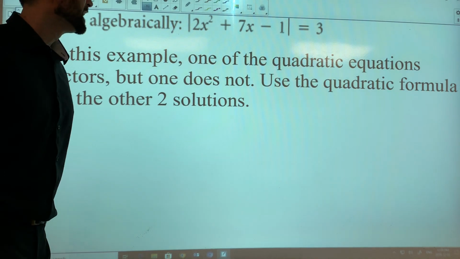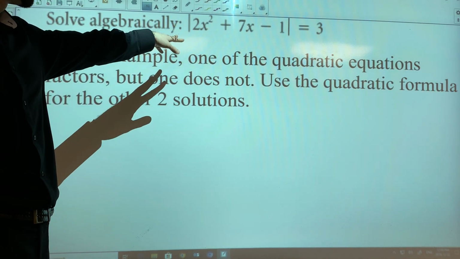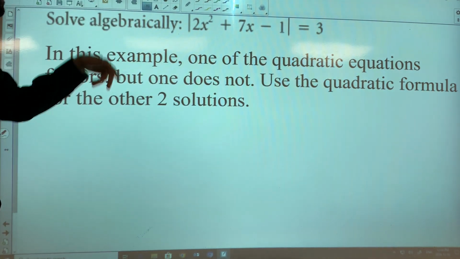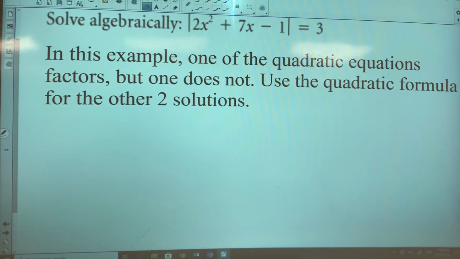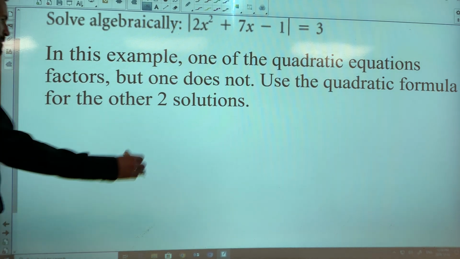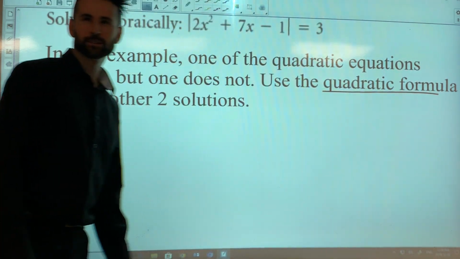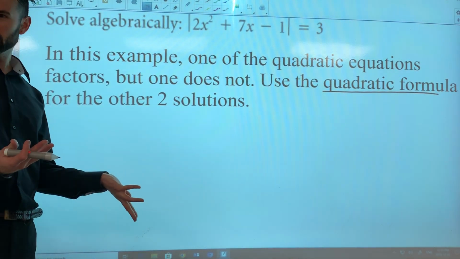Okay. Our strategy is going to remain the same. So we're going to drop the absolute value, solve it equal to positive 3, and then we'll do negative 3. These questions can be sort of long. I already put a note here: in this example, one of the quadratic equations factors, but the other one doesn't. You can expect that to maybe happen to you. In that case, you use the quadratic formula, right?